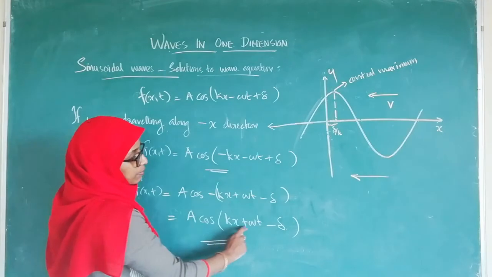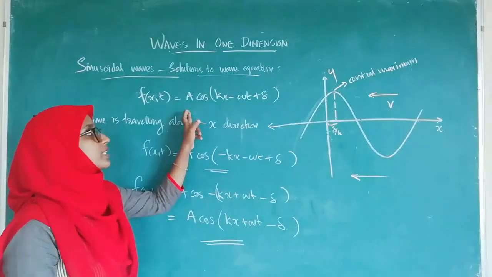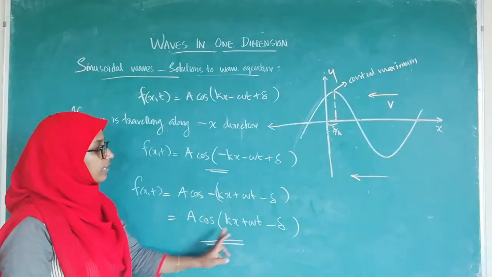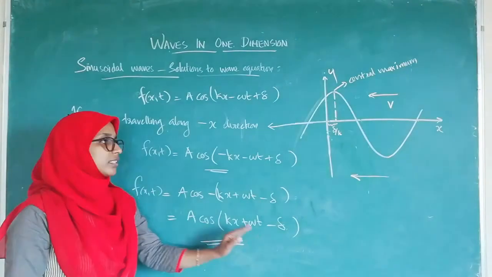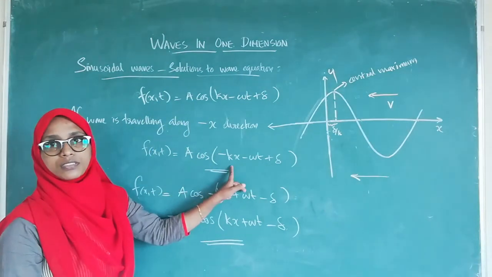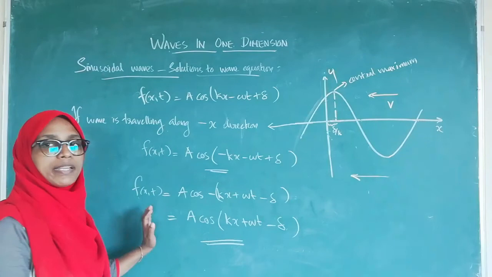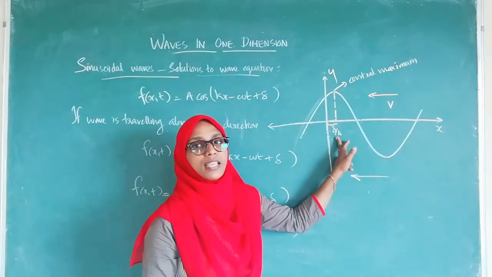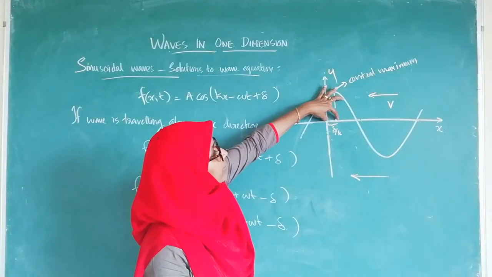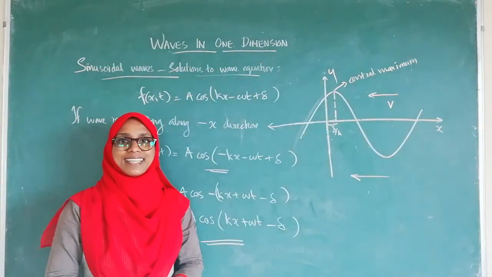So, A cos kx plus omega t minus delta. That is, this is the solution representing the wave traveling in the positive x direction, and this is the solution when the wave is traveling in the negative x direction. Simply, we can switch this equation by substituting a negative value for k. So, in this case, the central maximum will be delayed to the right side by the same quantity delta by k. That is, this is the delay between the central maximum and the origin as the wave is traveling along the negative x direction.